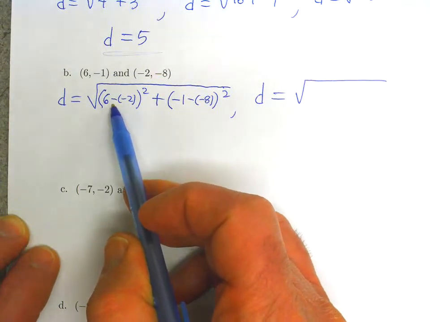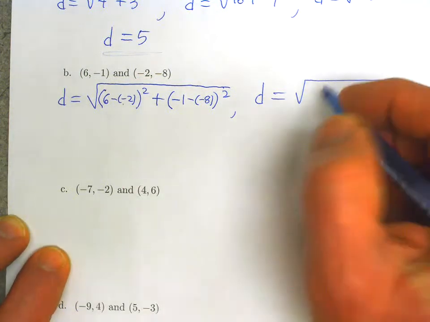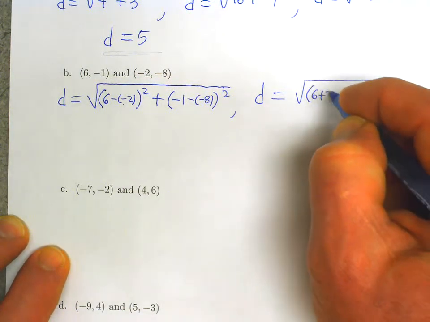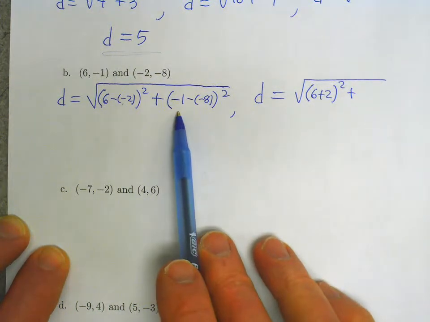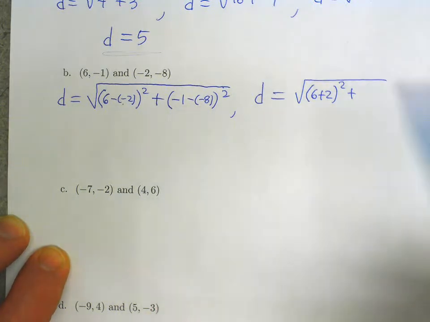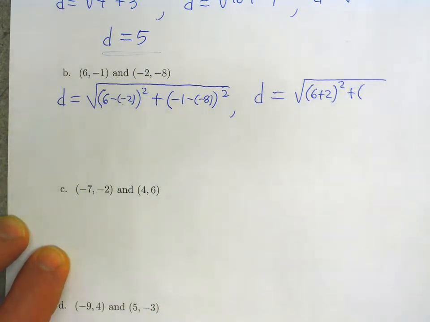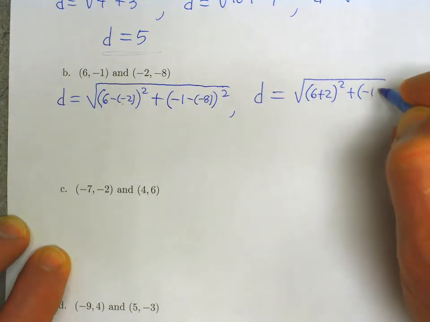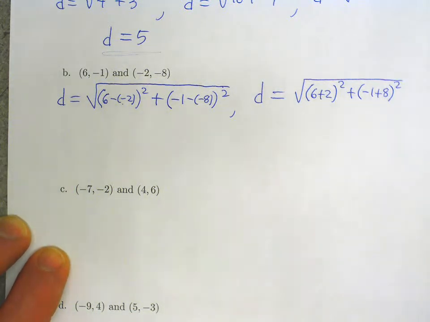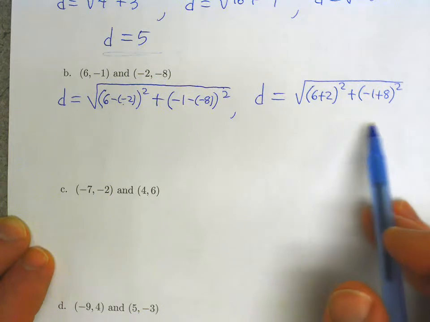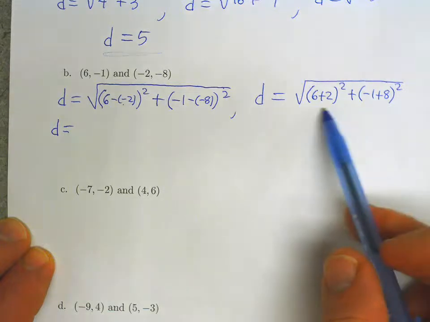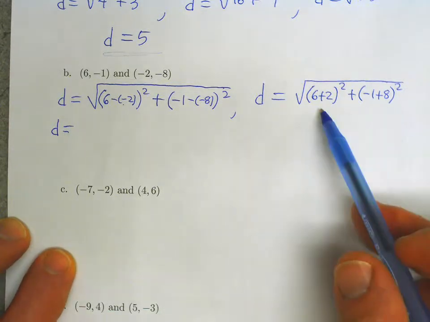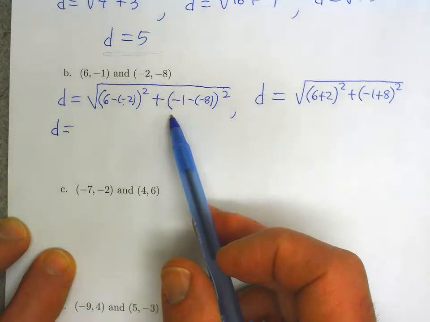Okay, so here 6 minus -2 is equivalent to 6 plus 2, so (6 plus 2) squared, and then plus, on this one, -1 minus -8, which is equivalent to -1 plus 8, and then quantity squared. I'm going into more detail than is necessary, but I just want to make sure that you cover all the bases when doing the arithmetic, especially with negative numbers involved.